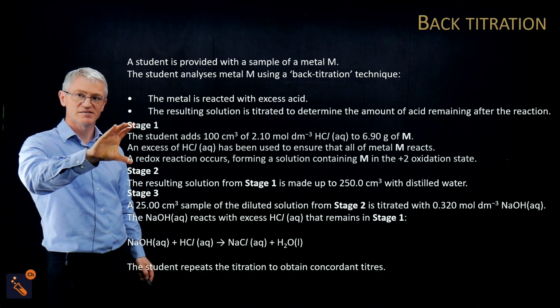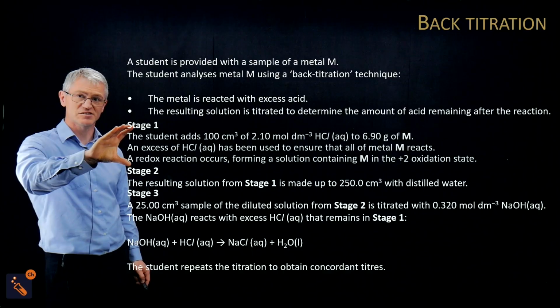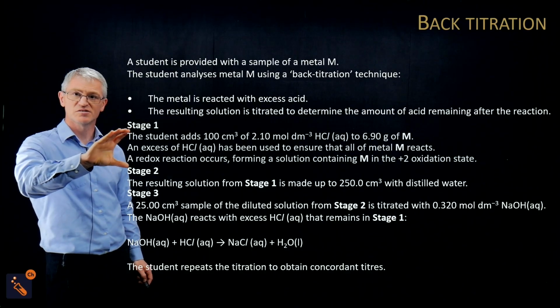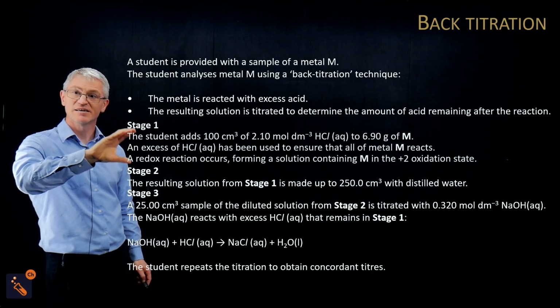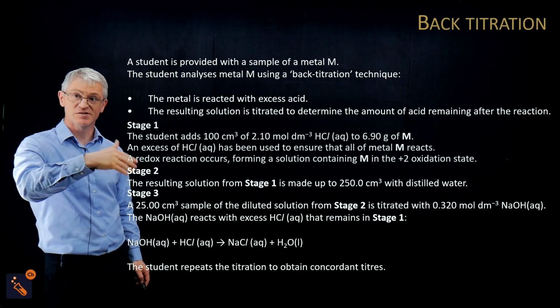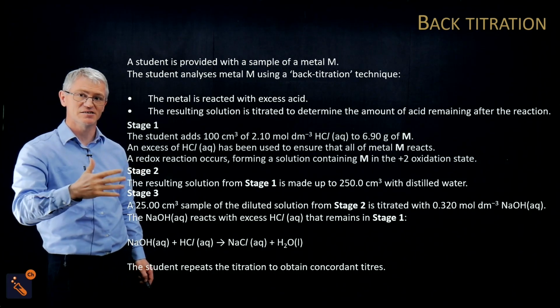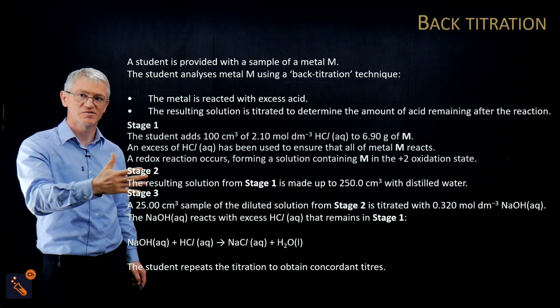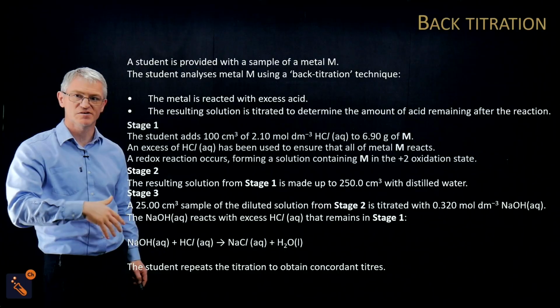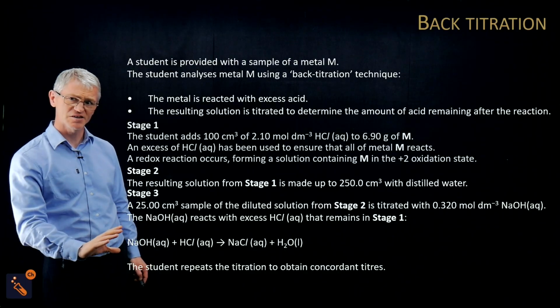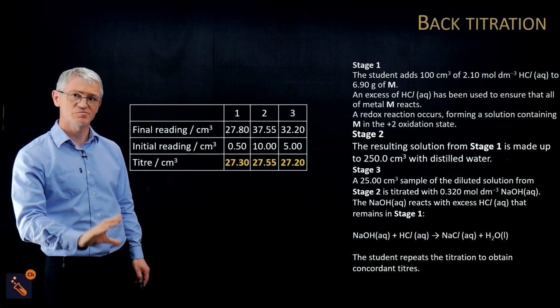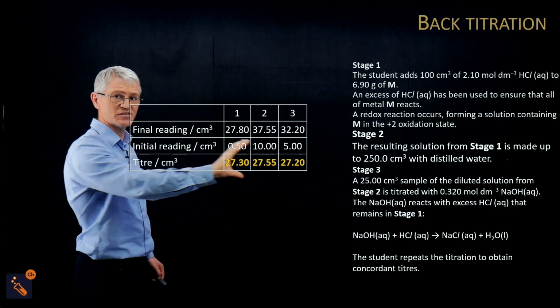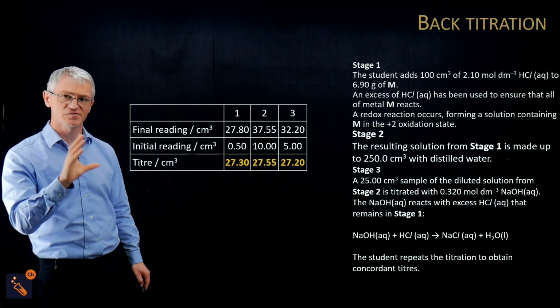So the student added 100 centimetre cubed of HCl at 2.1 to the 6.9 grams of the M. That meant there was excess HCl left over, and then they reacted the excess HCl with sodium hydroxide. And it tells you they diluted it, they put it up to 250, and they took 25 out, and so on. Okay, and it did this. Let's move that to the side. The titers for this were here. Okay, so we've got the titers.